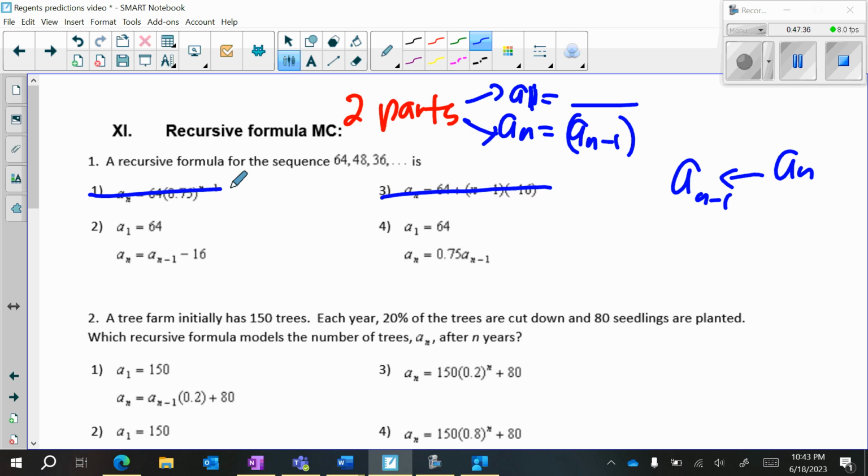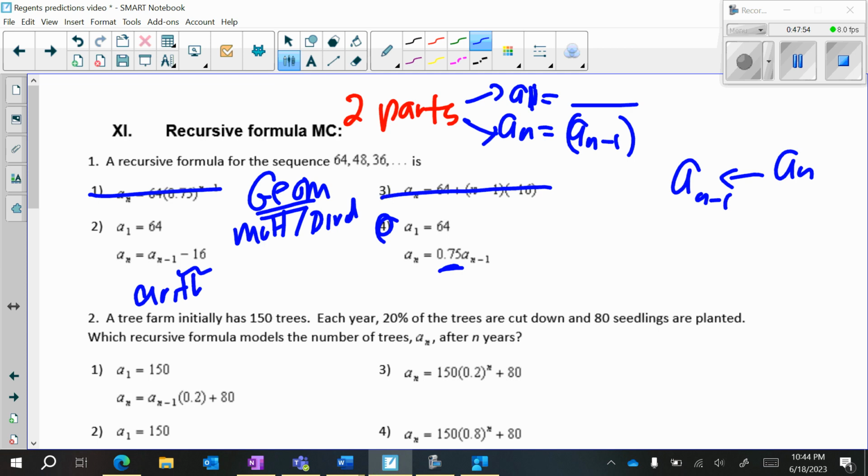Isn't that exciting? And then also this is algebra 2, and you know that it's going to be geometric in algebra 2, and you know that there's going to be a common ratio, and you know that you're either going to be multiplying or dividing. So you know the answer has to be choice 4 because choice 2 is subtracting, and subtracting is arithmetic. So it's probably not going to be 2.